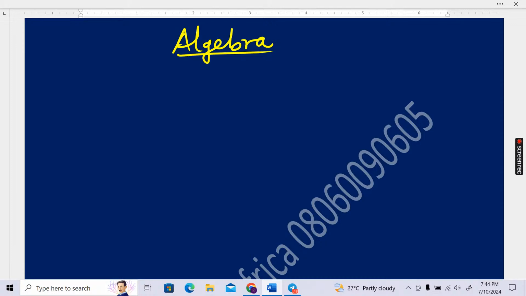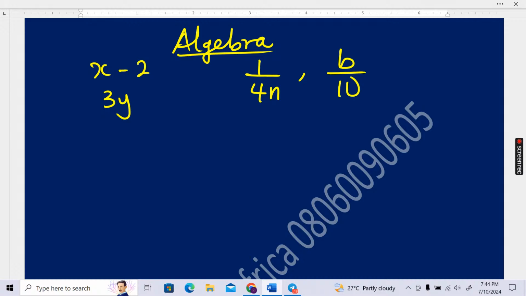I told you that x minus 2 is an algebraic statement, okay? 3y is an algebraic statement. 1 over 4n is an algebraic statement. B over 10 is an example of algebra, okay? Q plus 14 is an example of algebra.